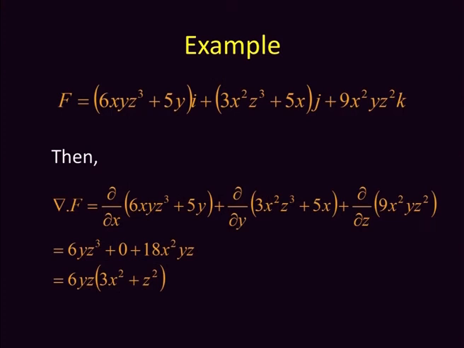The example showing the divergence of a vector point function is as follows. If f is a vector point function defined by (6xyz³ + 5y) i + (3x²z³ + 5x) j + 9x²yz² k, then its divergence is ∇ · f = ∂/∂x of f1 plus ∂/∂y of f2 plus ∂/∂z of f3, and we find finally 6yz(3x² + z²).